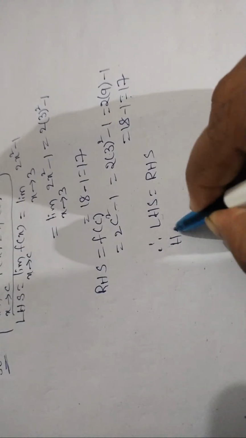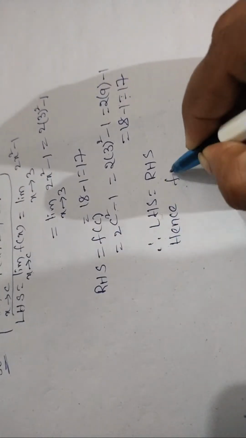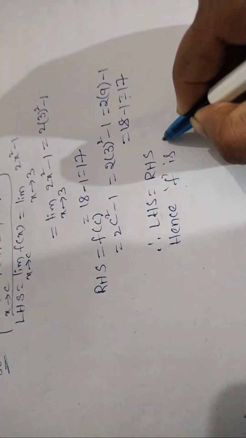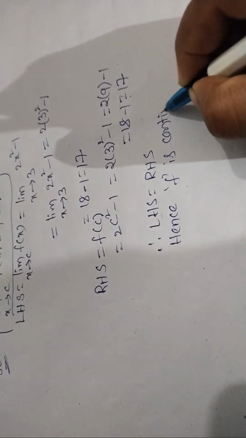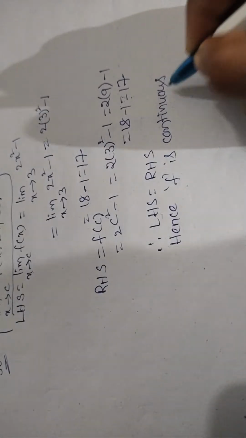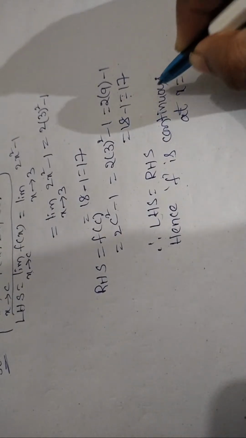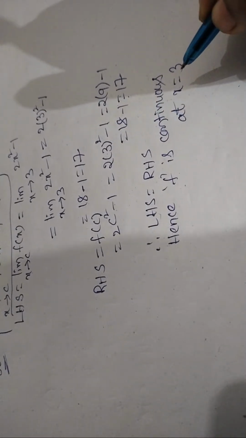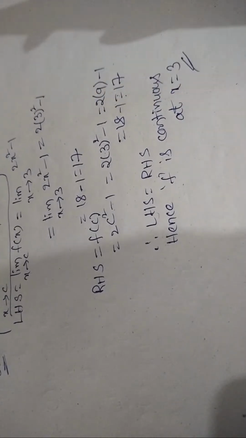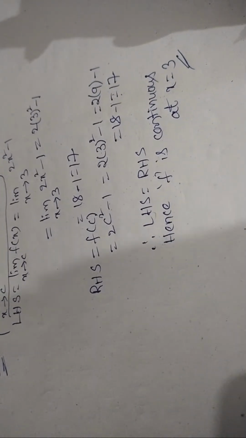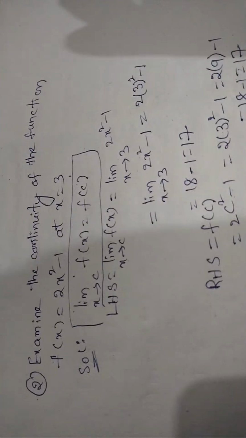Hence f is continuous at x equals 3. In this case, this function is continuous. So the second problem is also over. We will again discuss this second problem.